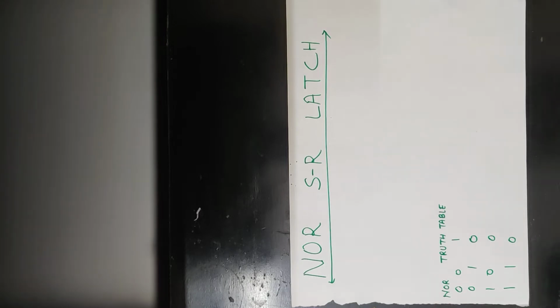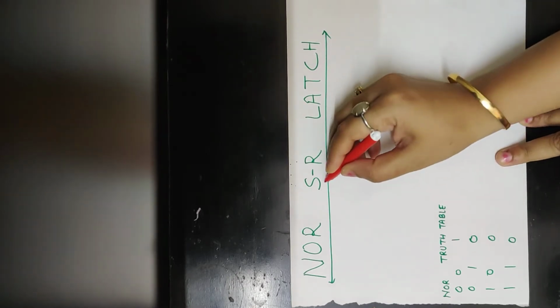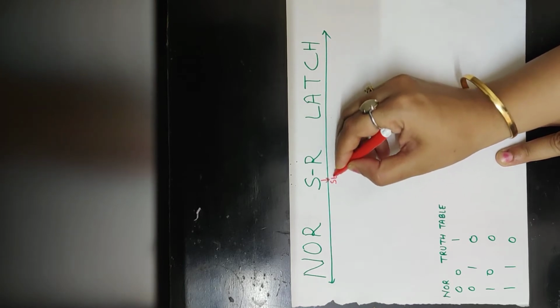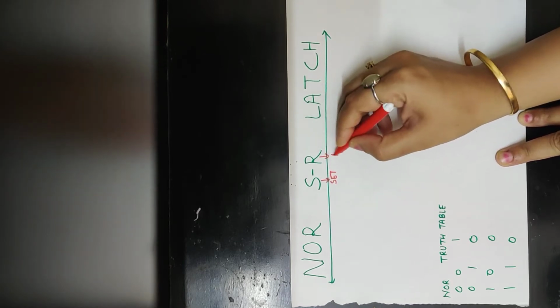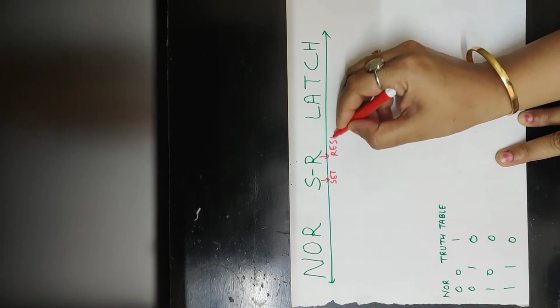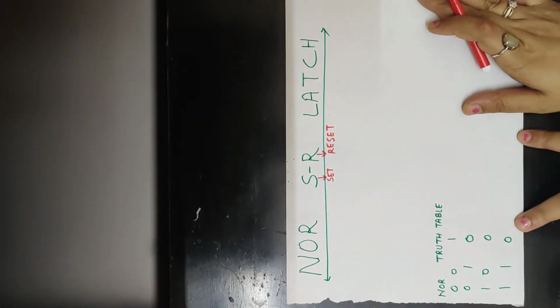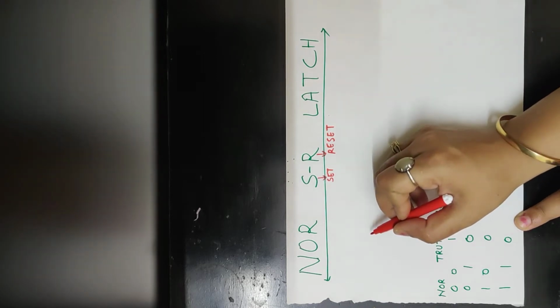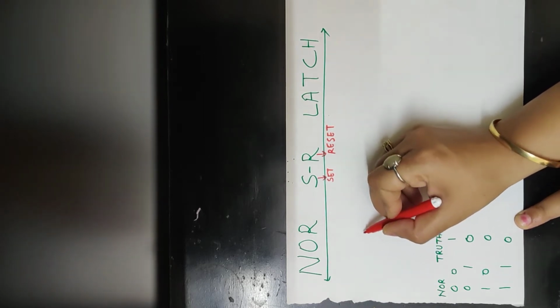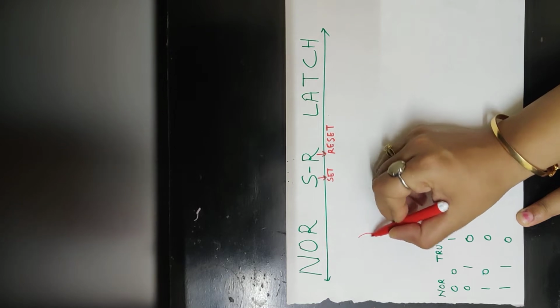Today we will see the working of SR latch with the help of NOR gate. Here S stands for set and R stands for reset. So this is also known as set reset latch, and we are making this latch with the help of a NOR gate. So first I will draw the circuit diagram of a SR latch using two NOR gates. So first we are drawing the circuit diagram.